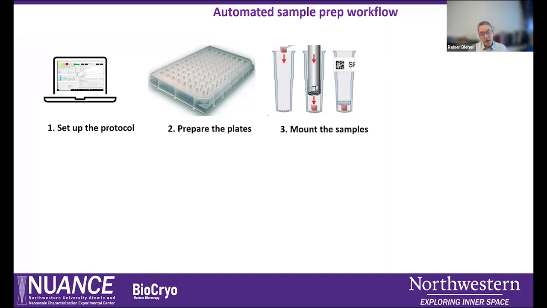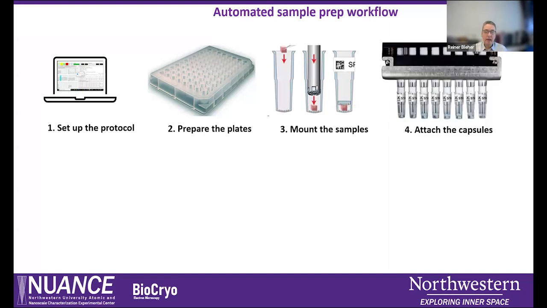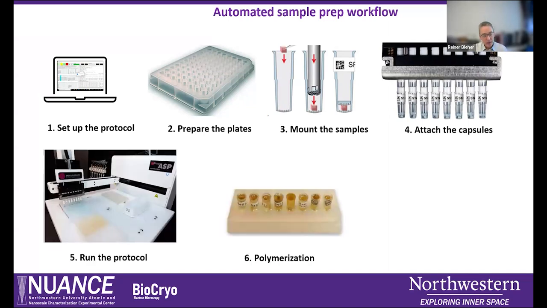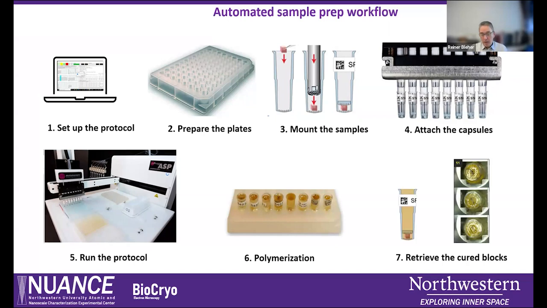The next step then on the day of the experiment would be to mount the samples. That means we put them into those capsules. They are kept in place with a little screen. And once the mounting is done, we can attach the capsules to the pipette arm. And then we just run the protocol and we can walk away and come back when the samples are infiltrated and ready for polymerization. And then all we have to do is, of course, retrieve the polymerized samples for making sections or doing other examinations.